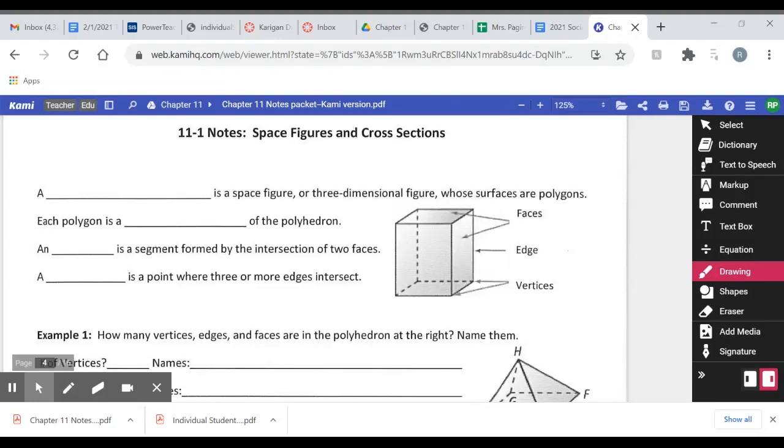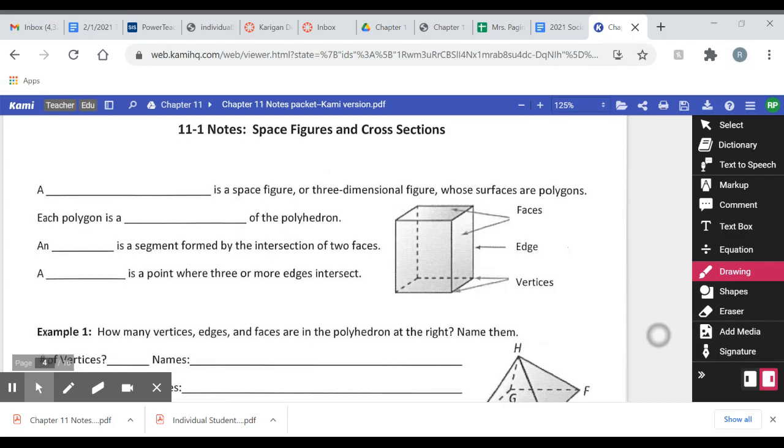Hi, welcome to chapter 11 on surface area and volume. This specifically is the section 11.1 notes on space figures and cross sections. This is a pretty quick section of notes just to get you familiar with some of the terminology of the chapter. And then in the next sections, we'll get more into the surface area and actual volume. So this is just one side of one page.